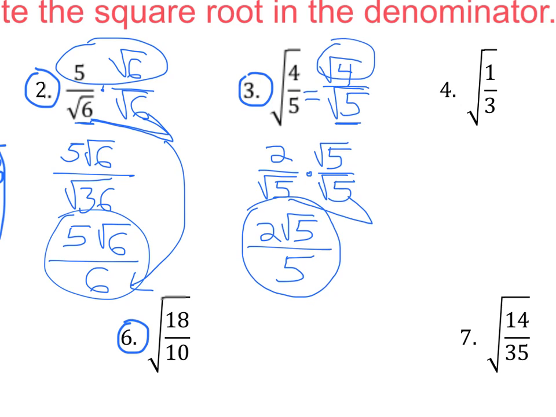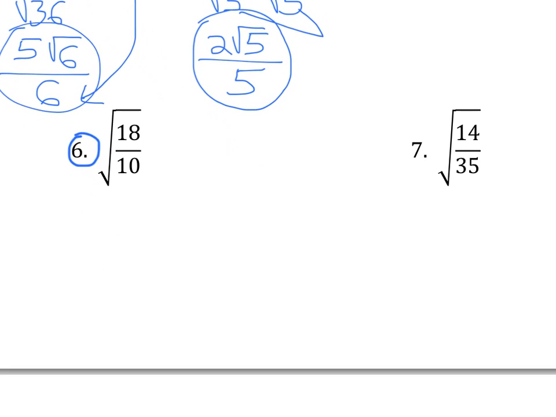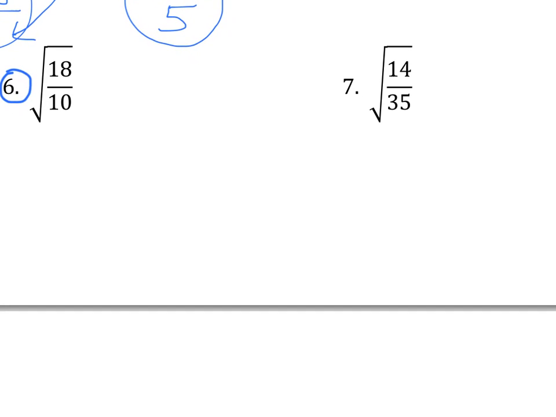Okay, let's just do one more. Let's do number 6. Okay, number 6, same thing again. I have this 18 over 10. Now, unlike the last one, this can simplify. 18 over 10, that would simplify to, let's see here, 2 goes into each. It would simplify to 9/5. And then I use the quotient property. So this is just like saying the square root of 9 over the square root of 5.